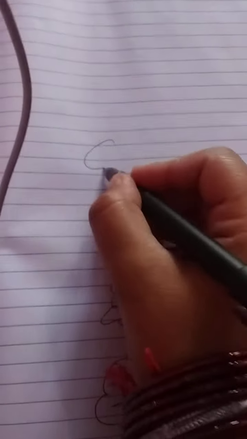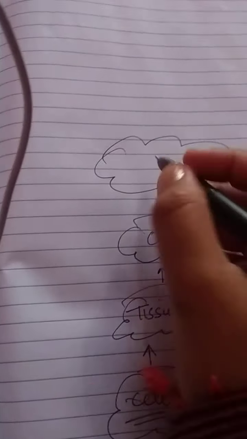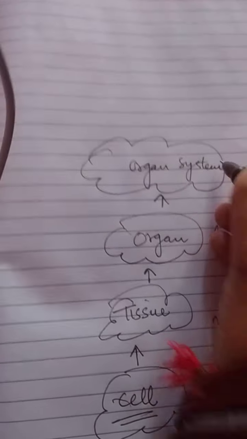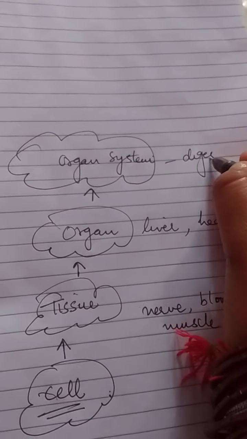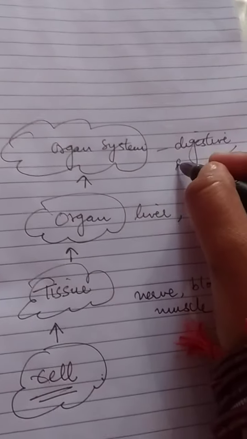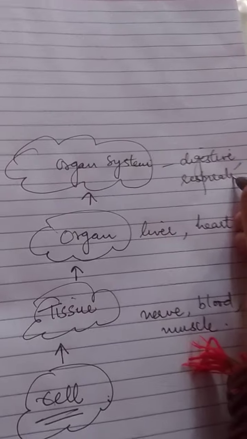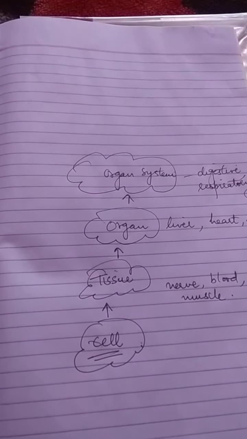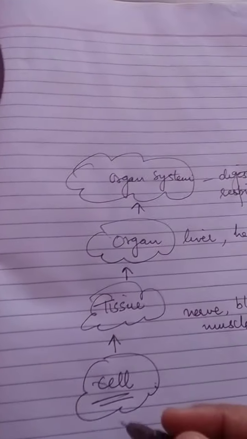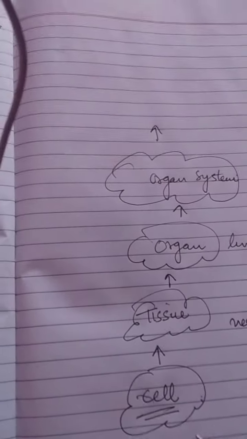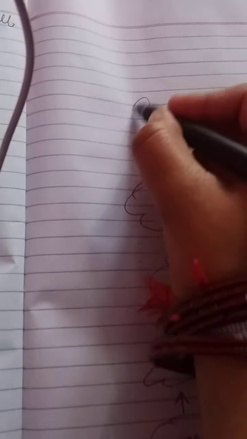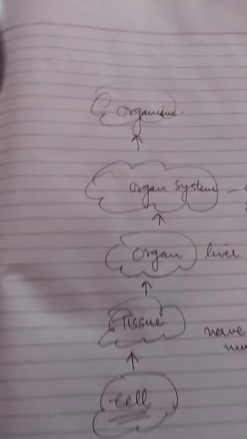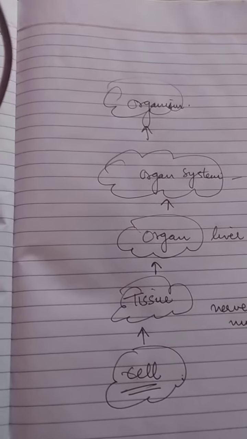Then when organs work together, they form an organ system. There are various systems in our bodies: digestive system, respiratory system, circulatory system, excretory system. All systems are necessary for an individual. So when all organ systems work together, they form an organism. Clear? We call it an organism. Clear?